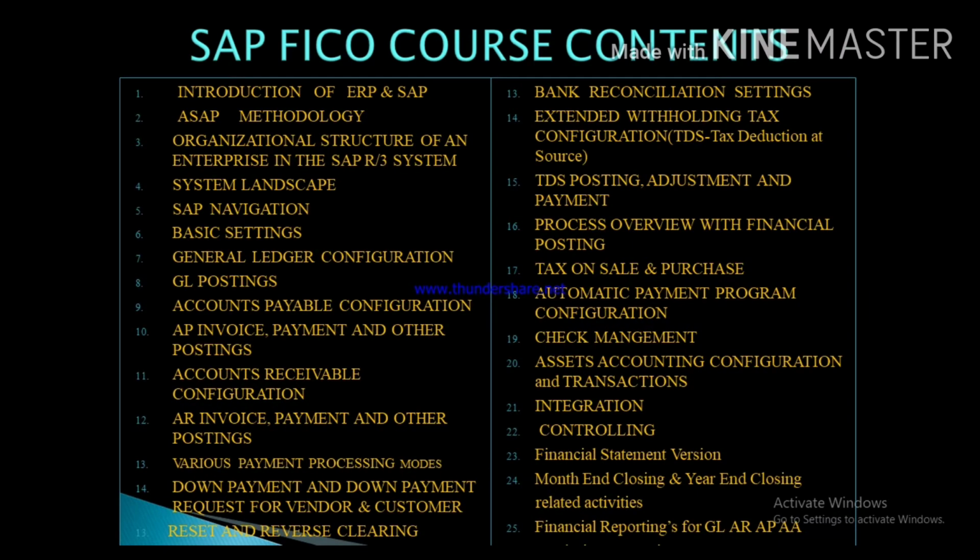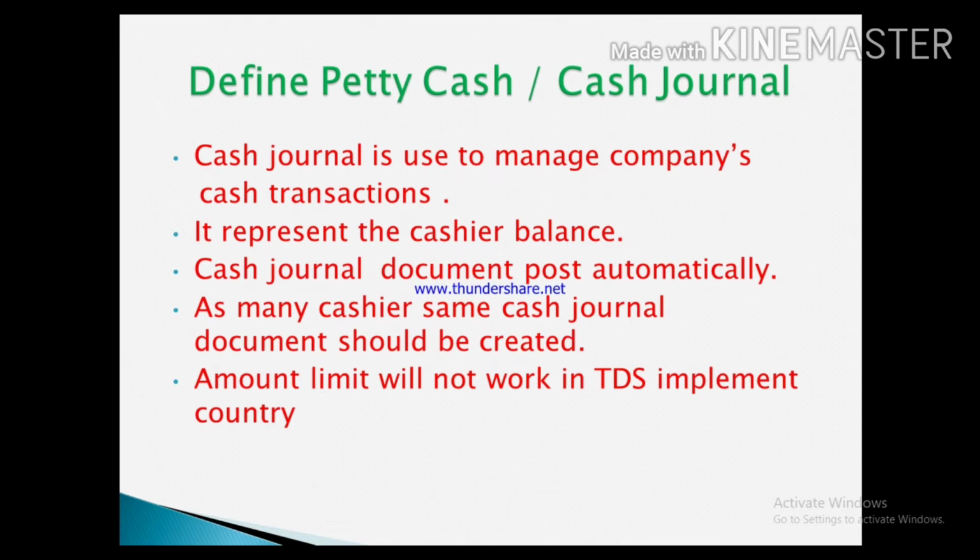Friends, today we will learn about cash journal. What is cash journal or petty cash? Cash journal is used to manage company's cash transactions. It represents the cashier balance. Cash journal documents post automatically. For as many cashiers, the same number of cash journals should be created. Amount limit will not work in TDS implemented countries.